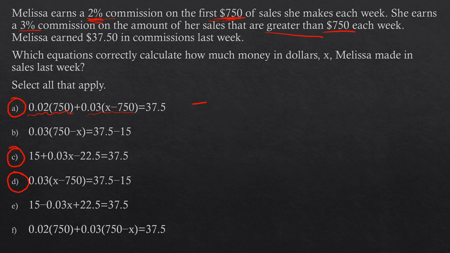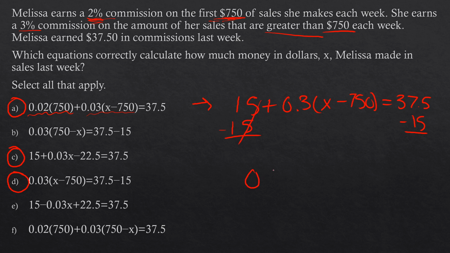Right, so if I were to start simplifying this top one, I would have 15 plus 0.03 times x minus 750 equals 37.5. So all it's doing is subtracting this 15 from both sides to write it as 0.03, sorry, I forgot the extra 0. So that's all that it's doing here. So that is why that one is also correct.